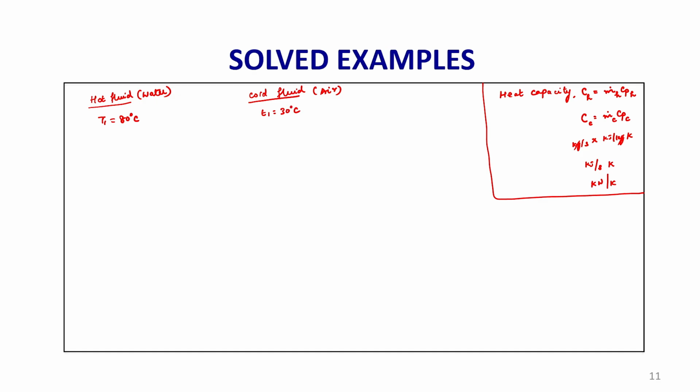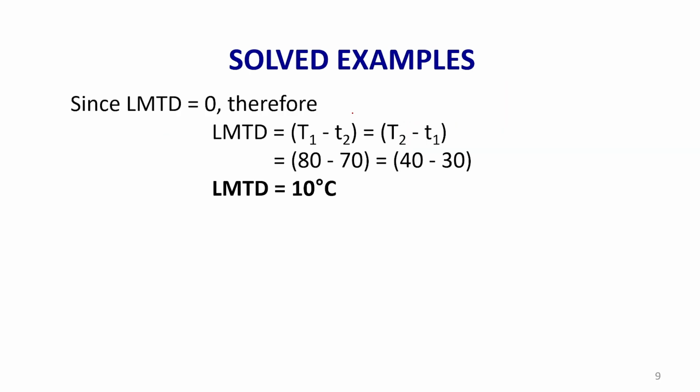Because we know the fluids, so we can write the specific heat is 4.18 kilojoule per kg Kelvin, and here the specific heat is, so this is for cold fluid. So, I am using H for hot fluid and C for cold fluid, 1.005 kilojoule per kg Kelvin. So, there is one.